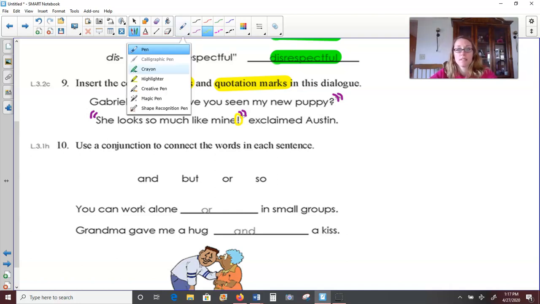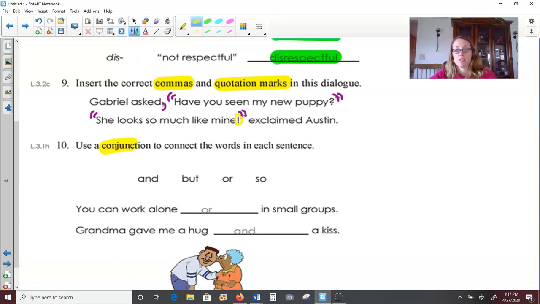All right, on number 10, we need to use a conjunction to connect the words in our sentences below. You can work alone, blank in small groups. We can't do both together, so we would use the conjunction or. You can work alone or in small groups. Grandma gave me a hug, blank a kiss. Grandma's like both, so a hug and a kiss.